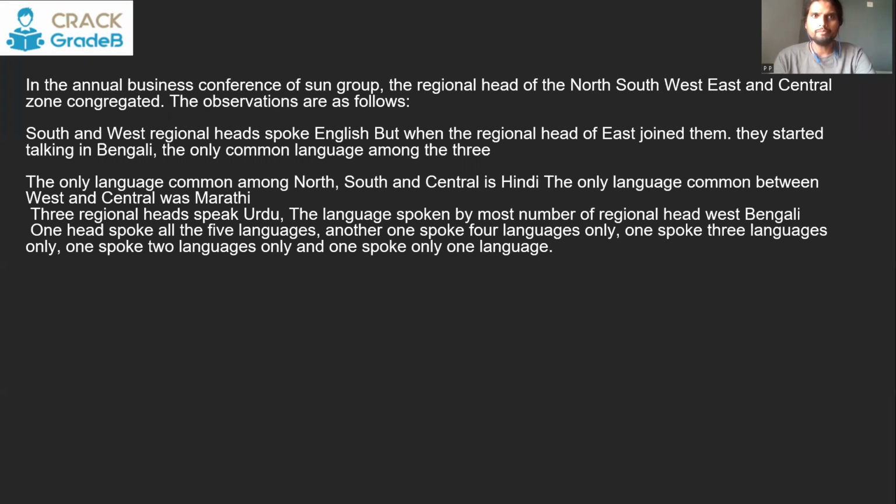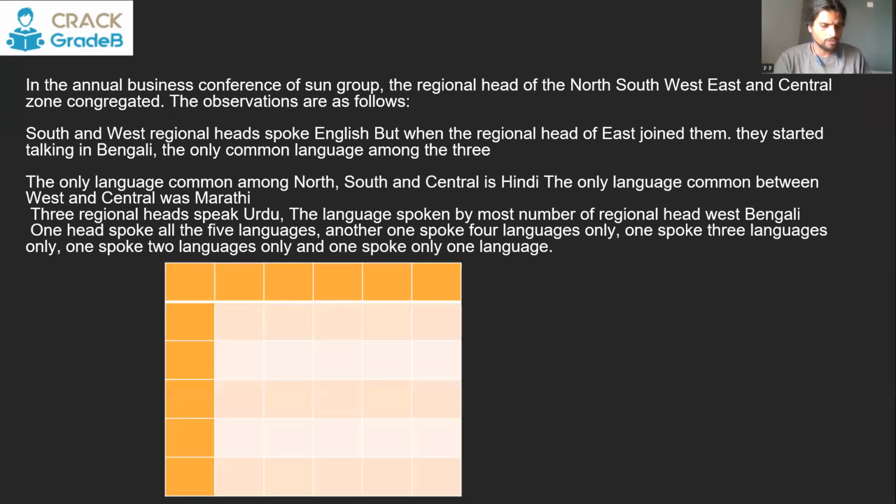So that means it is only a 2 parameter question. So you can just make this question as one by one. That means you can just make a table like this. On one side, you can write the names of the regions: North, South, East, West, and Central. And on this side, you can write the languages. So languages would be English, Bengali, then Hindi, then Marathi, and then Urdu. And then you can just play this as a tic-tac-toe or a Sudoku type of game.